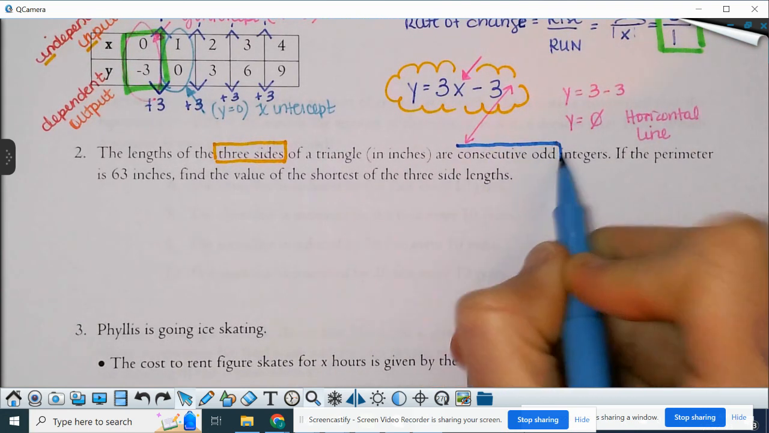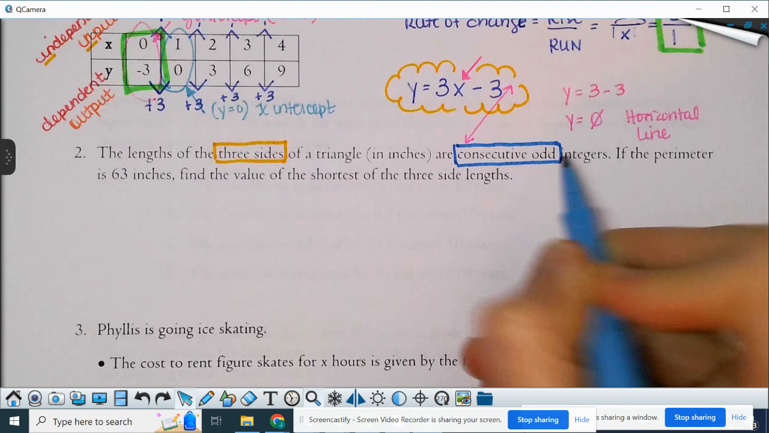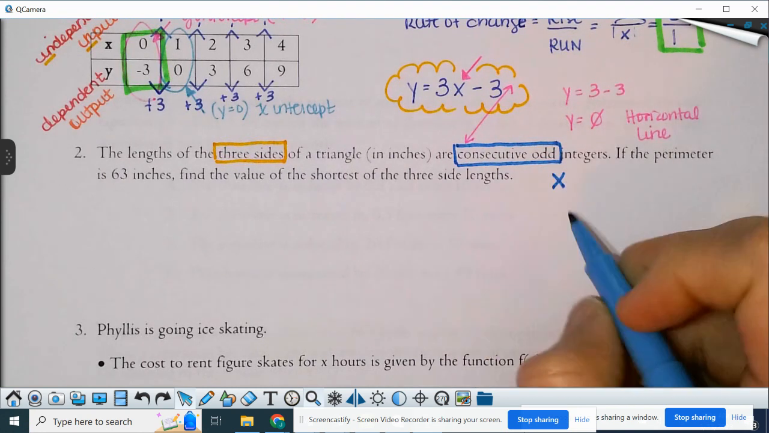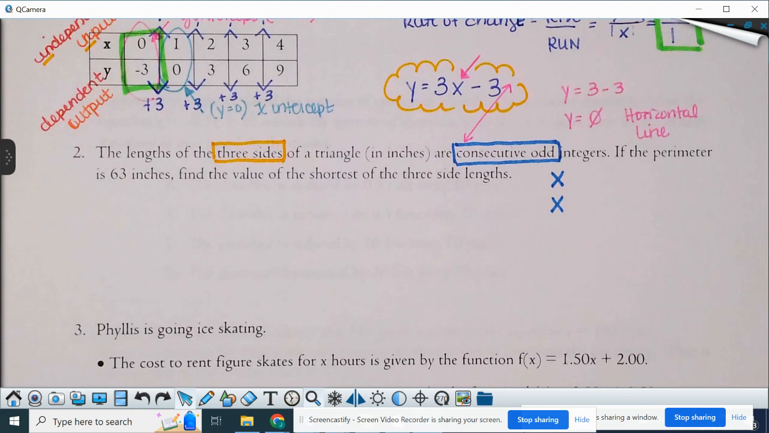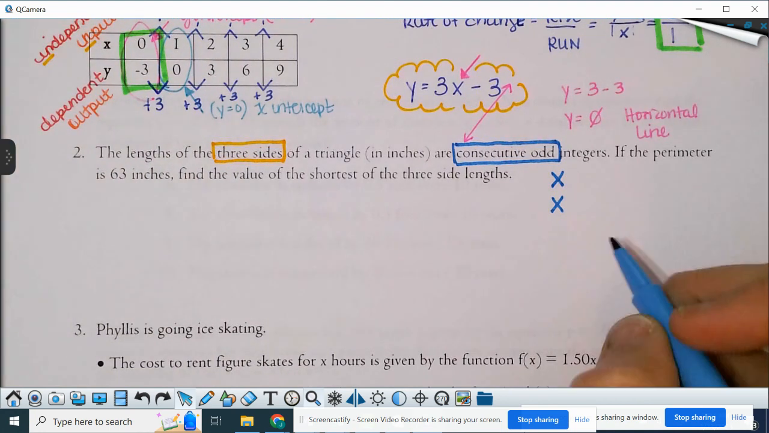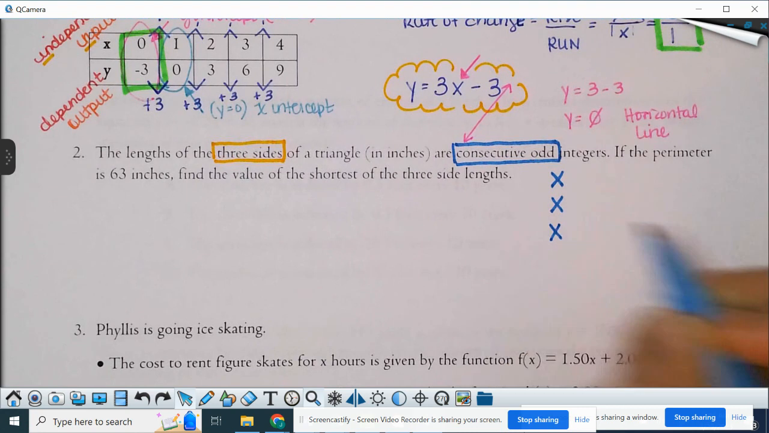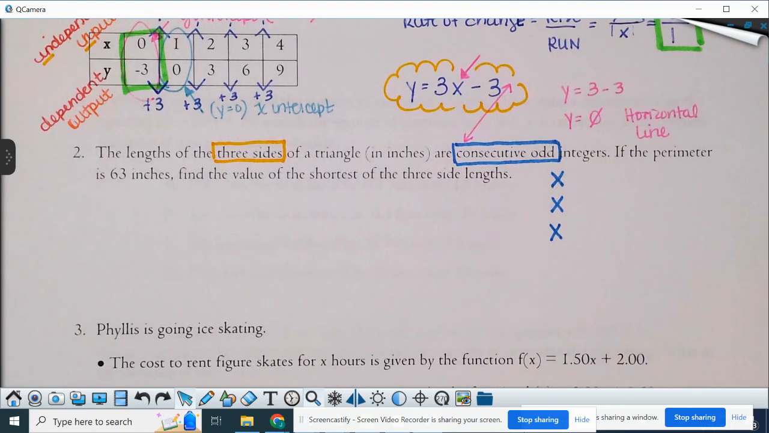Consecutive odd. So consecutive odd, remember we have the X. And since it's odd, what's the second one if I was to list it? So if I wanted to go from 1 to the next odd integer, what would I do to 1? And we need 3 of them, so I'm going to do the next one. So X would be 1. What is the next odd integer after 1?